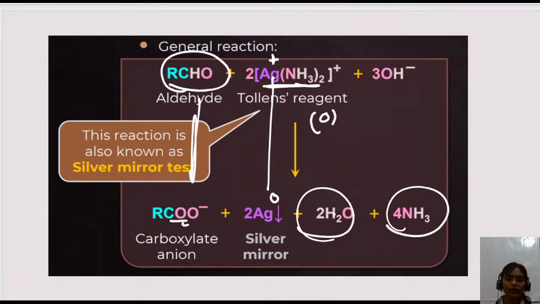One more important point here: both kinds of aldehyde react with Tollens reagent. Both kinds of aldehyde, you mean to say aliphatic or aromatic? This is a topic as well, whether aromatic is going to react or only aliphatic. So be noted that the Tollens test is given by both aliphatic as well as aromatic aldehyde. Okay, that's all for the silver mirror test. Now let's solve the question. A note for you: it is going to oxidize both aliphatic as well as aromatic aldehydes.